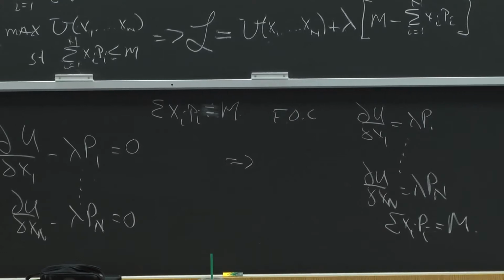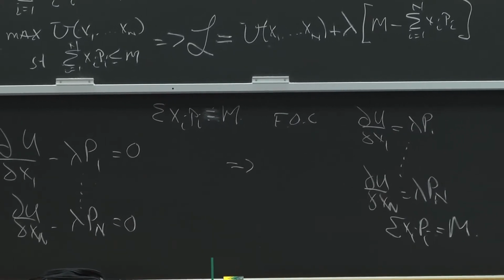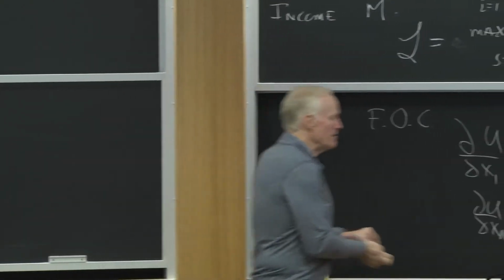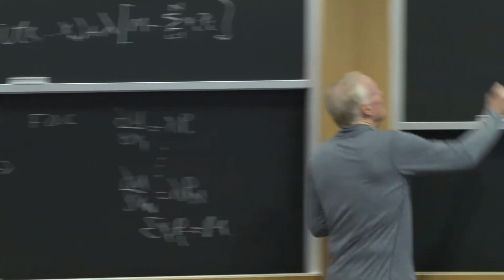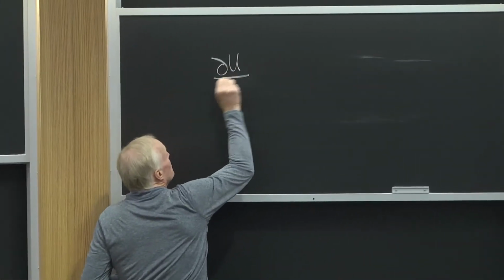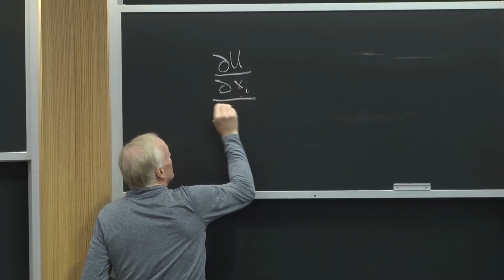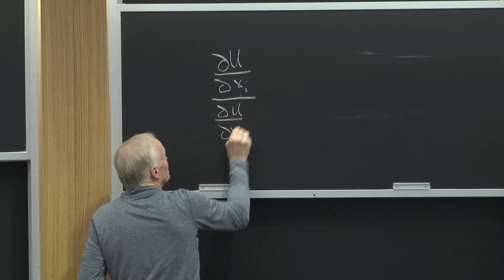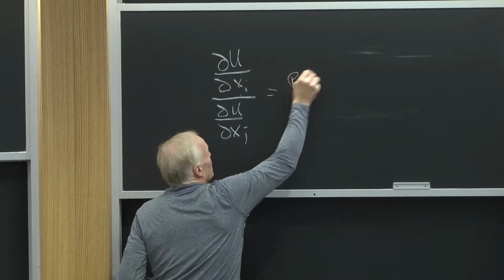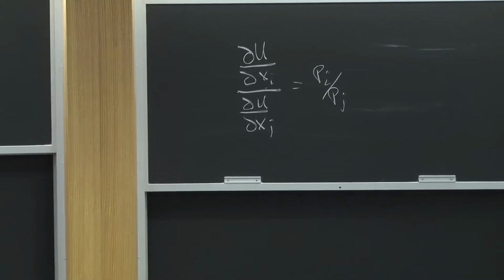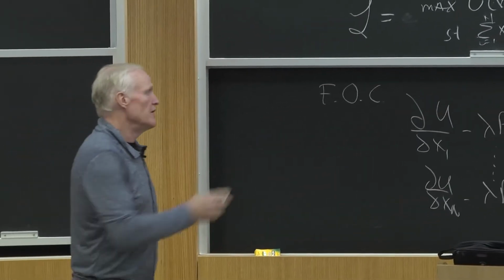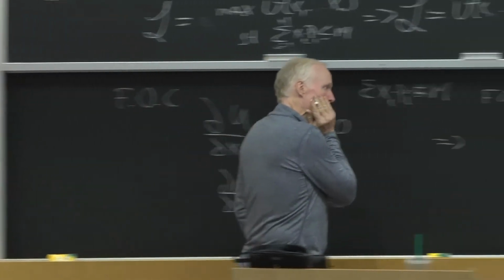First order conditions. And what do those first order conditions tell us as a matter of economics? Well, let's take the ratio of any two of these first order conditions. Partial u partial xi divided by partial u partial xj equals pi over pj. So any pair of those equations, I could take the ratio to give me that formula there.